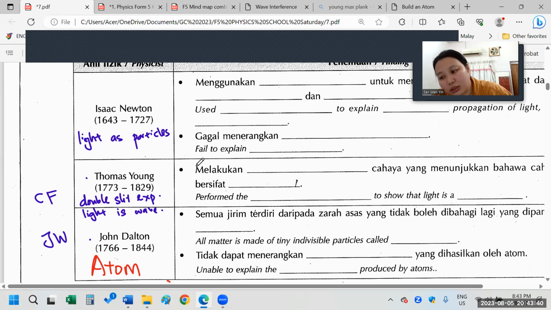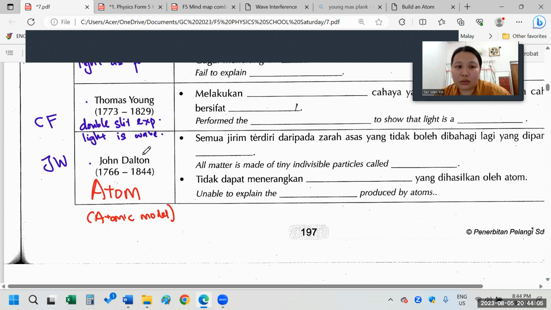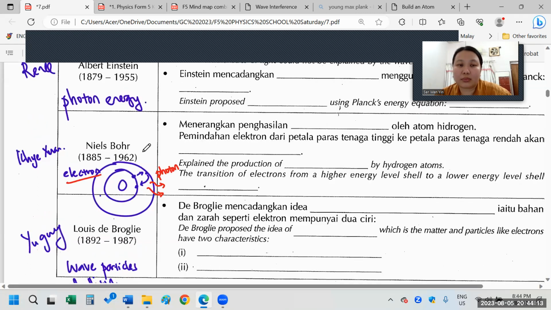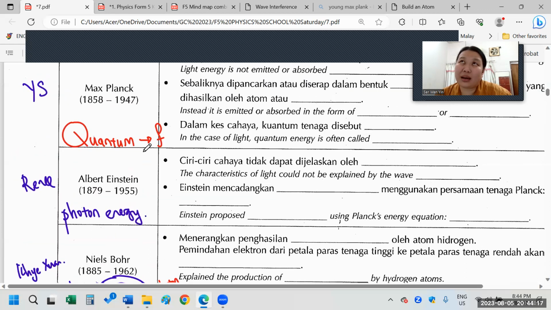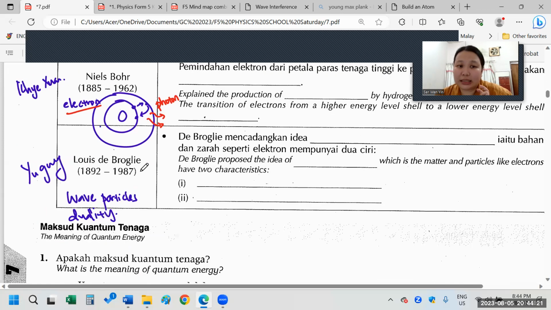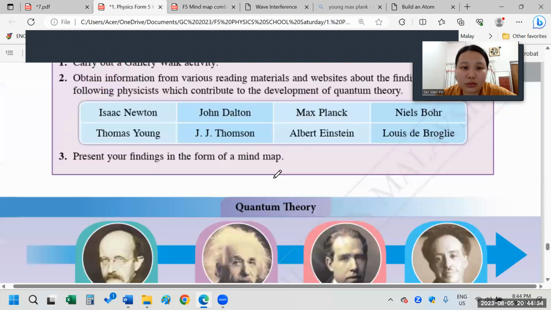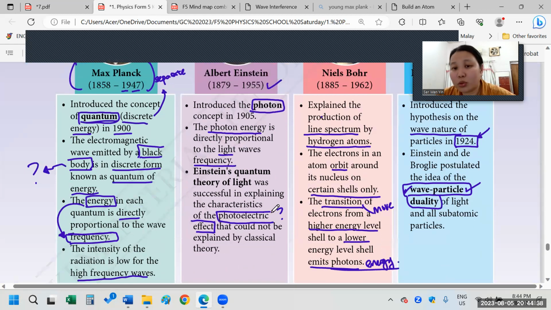What you need to do is just remember the key, because normally I seldom see this question. Maybe objective may have one. From Isaac Newton, Thomas Young, John Dalton, to J.J. Thomson, classical physics. And quantum physics starts from Max Planck, Albert Einstein, Niels Bohr, and De Broglie. And just now we got two question marks. What is a black body and what is a photoelectric effect?